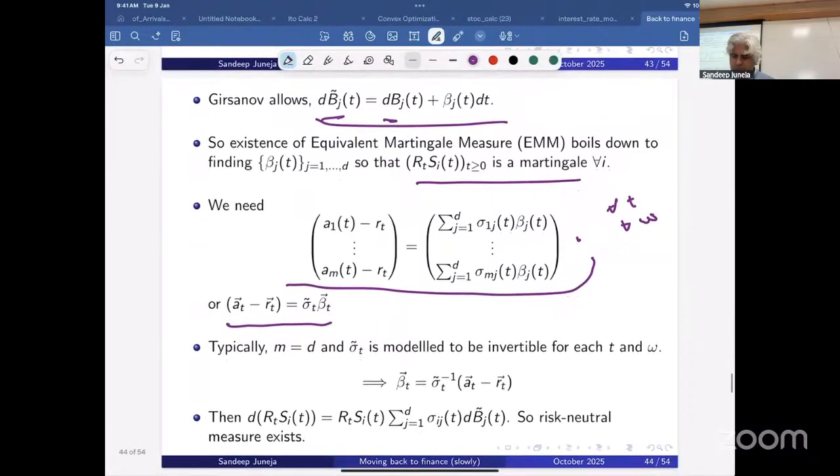Now I'm going to make a simplification. One can do the analysis more generally, but typically we do assume that m is equal to d, so that the number of noise sources, the number of Brownian motions, equals the number of assets that you have. That's a common assumption. Let's assume that for now. Just to be clear, this is like saying the market is complete in this case. We'll work out when the market is complete, but this will certainly help. By itself, it's not enough.